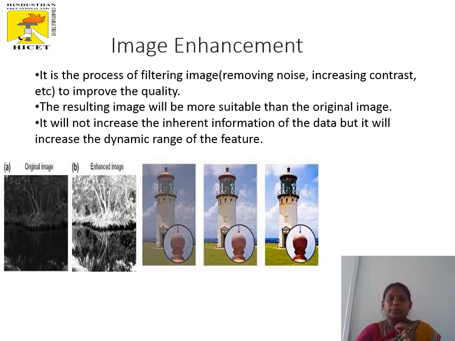of the feature. So in the first diagram, the original image, we cannot see anything in that image, but after the enhancement we can see the water level and also the trees or some of the plants shown in that image. So it is a very clear image. So the quality of the image is increased by filtering the noise and also increasing the contrast. And also in the second diagram, the quality of the image is improved, and the same can be seen in the third diagram.